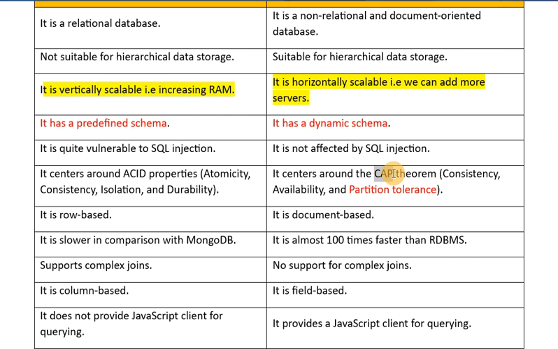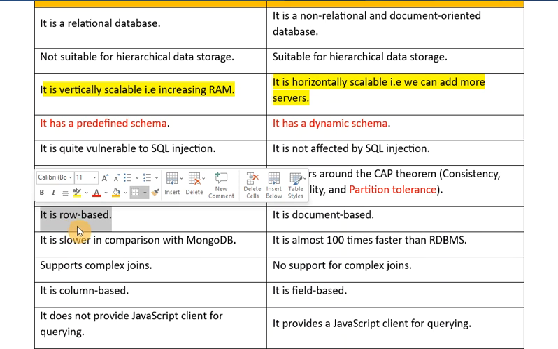If an interviewer asks you, can you describe the ACID property in MongoDB? At that time you have to reply quickly: the ACID property is not followed by MongoDB, but in MongoDB we have the CAP theorem. So what does CAP stand for? CAP means consistency, availability, and partition tolerance. This is the difference between the principles they follow. The next point is that it is row based.